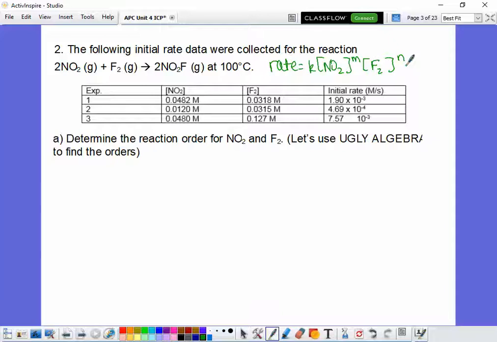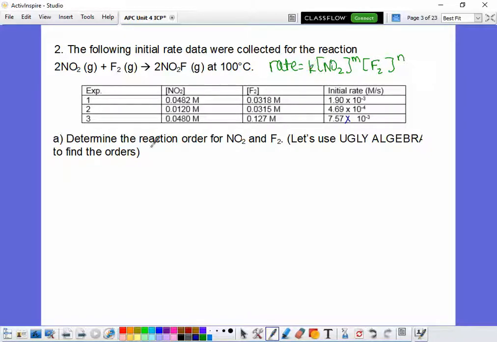The way we do method of initial rates is you have to have a series of experiments done with the same reaction at the same temperature, varying the concentrations of the reactants. So as you can see, we have 3 experiments, and your packet has it. My board is missing the multiplication sign in experiment 3's rate. But we have 3 experiments where we changed the concentration of NO2 and F2, and we measured how that changed that rate. Our goal is to figure out m, n, and k.